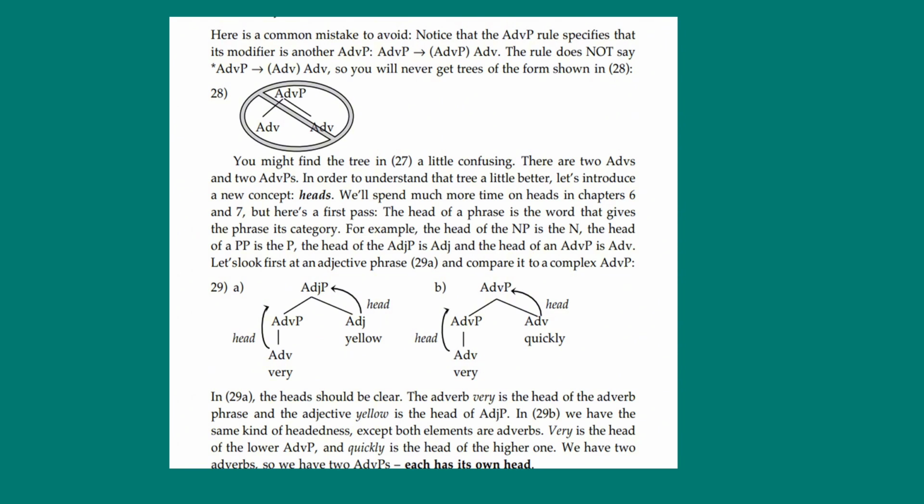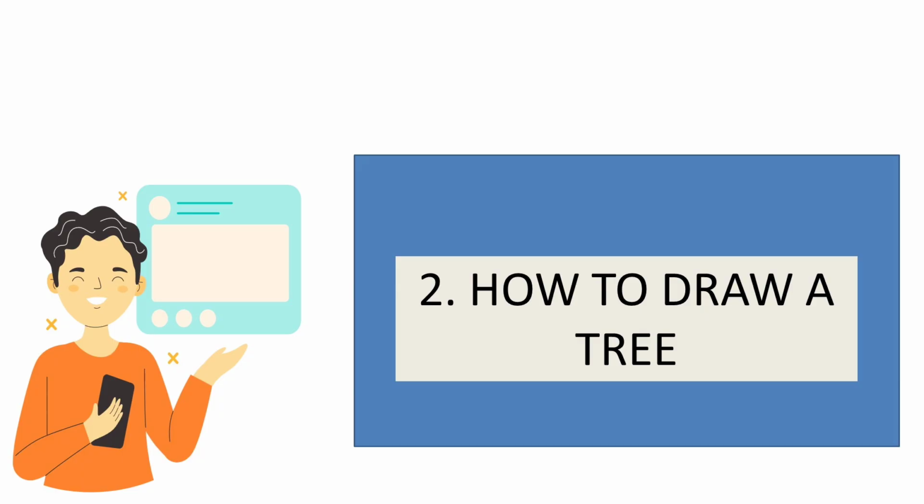So let's look first at an adjective phrase in 29A and compare it to a complex adverb phrase. Just take a look at the figure. In 29, the head should be clear. The adverb is the head of the adverb phrase, and the adjective yellow is the head of the adjective phrase. In 29B, we have the same kind of headness, except both elements are adverbs. Very is the head of the lower adverb phrase, and quickly is the head of the higher one. We have 2 adverbs, so we have 2 adverb phrases, each with its own head.